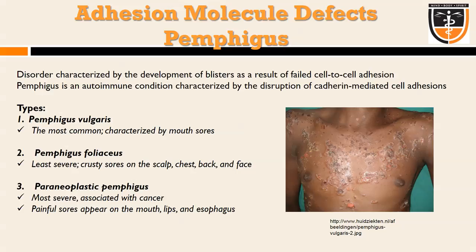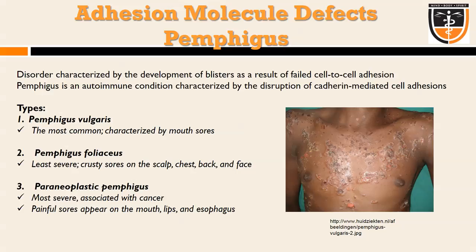So what's going to happen? You remember cadherin will bind two cells together. So what's going to happen when your body destroys those bonds? The bond between the cells breaks apart. Okay? And characteristic for these individuals, they can develop three types of pemphigus. And with pemphigus, they will have these huge blisters all over the body.